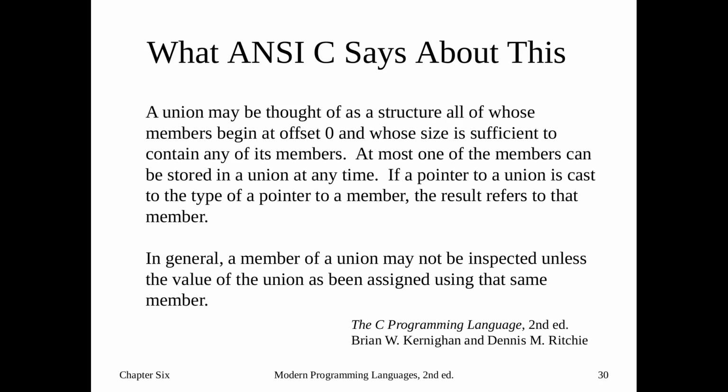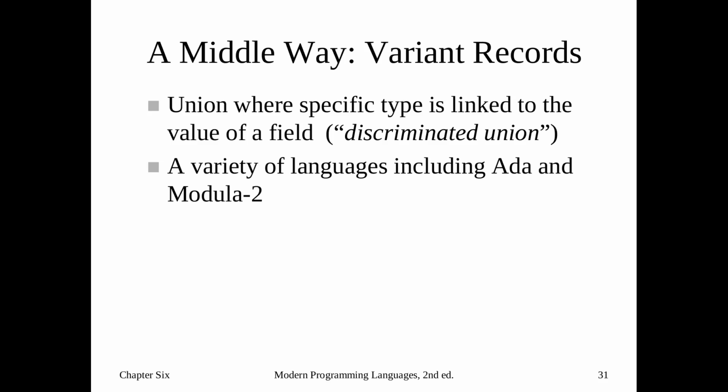If a pointer to a union is cast to the type of a pointer to a member, the result refers to that member, right? So, in general, a member of a union cannot be inspected unless the value of the union has been assigned using the same member. So that's an interesting issue. I've always found using unions in C was a dangerous game at best, but that's my opinion, not to be taken as anyone else's. The middle way would be what we call variant records, right?